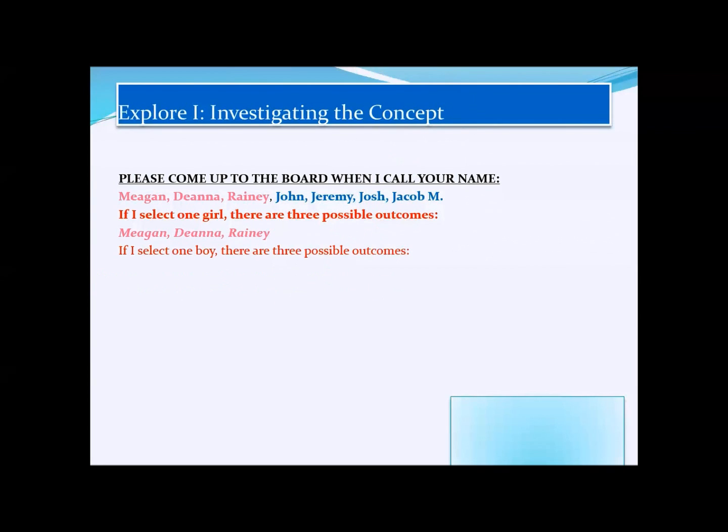How about if I select one boy? There should be 4 possible outcomes: John, Jeremy, Josh, and Jacob M. If I select one girl and one boy, how can I find all of the possible outcomes? Let's take a look.